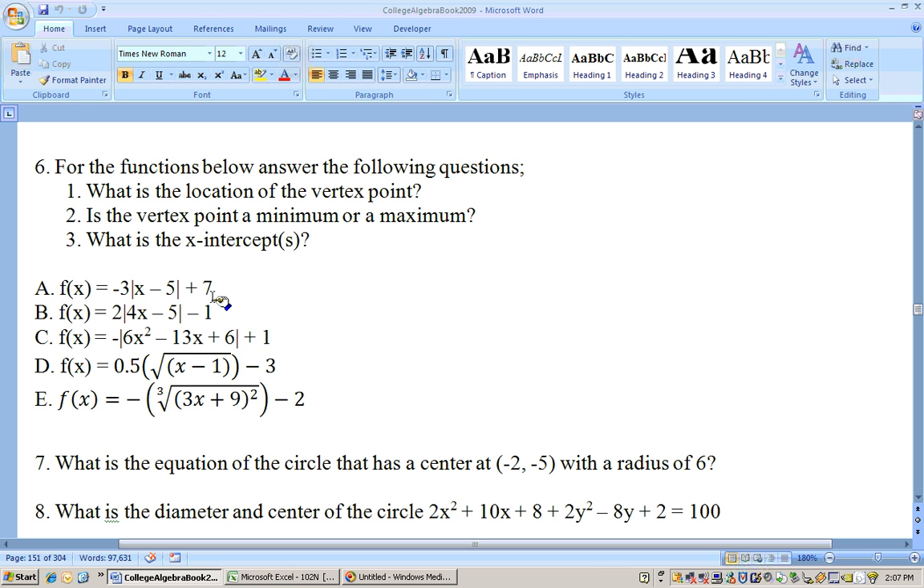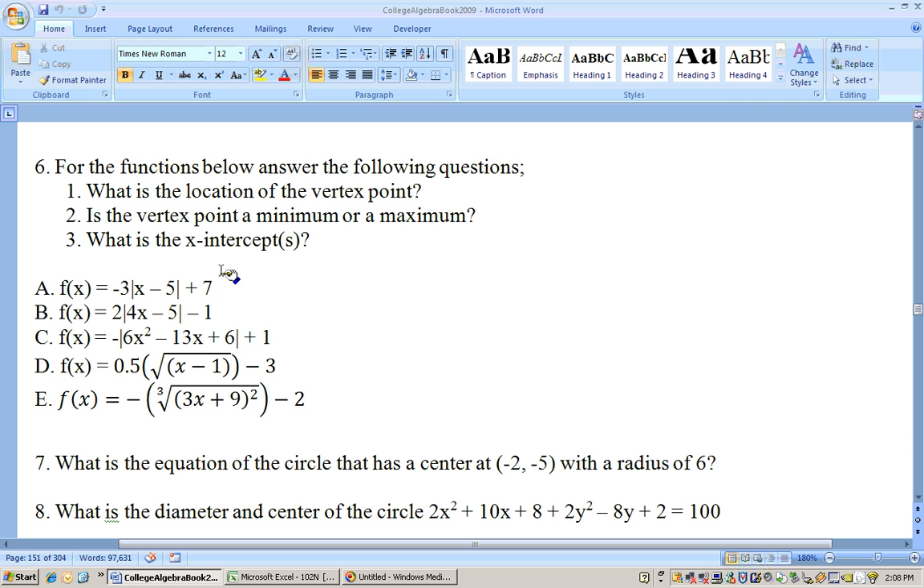This first one here is an absolute value function, and since the leading coefficient is negative, that means that the absolute value graph is going to be opening downward. It's going to be a V opening downward, so that means that the vertex point is a maximum. You can find the vertex point by setting the expression that's inside the absolute value equal to 0. If you set x minus 5 equal to 0, you get x equals 5. So 5 is the x part of the vertex point, and 7 is the y part of the vertex point. So the vertex point would be at the point 5, 7.